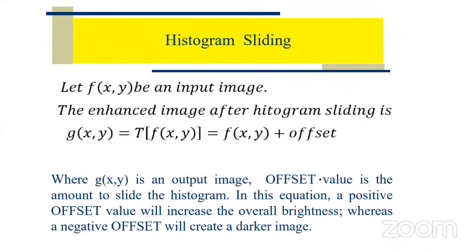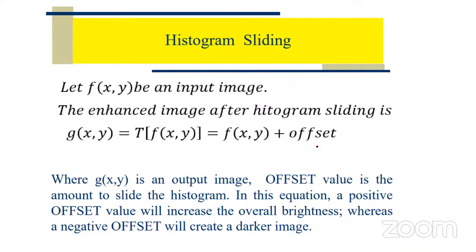And histogram sliding, anyhow, that hands-on I will execute now. I will try to complete this histogram sliding also. That is very, very simple. Here, what we have to do is take the input image and just add some value. That is called the offset value. If the offset value is positive, then the overall image becomes brighter. If the offset value is negative, then the image becomes dark. Suppose the offset value is, let us assume, 50 for each pixel, you can find a little bit of brightness. If we take minus 50, we get a dark image. So this is one of the simple techniques.